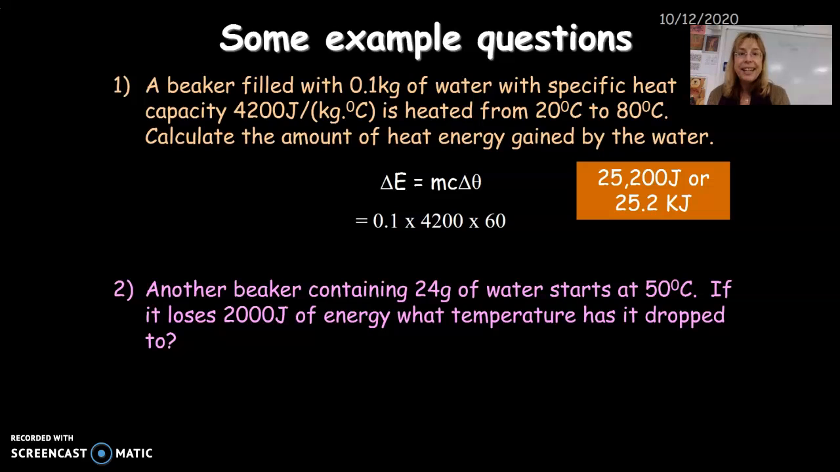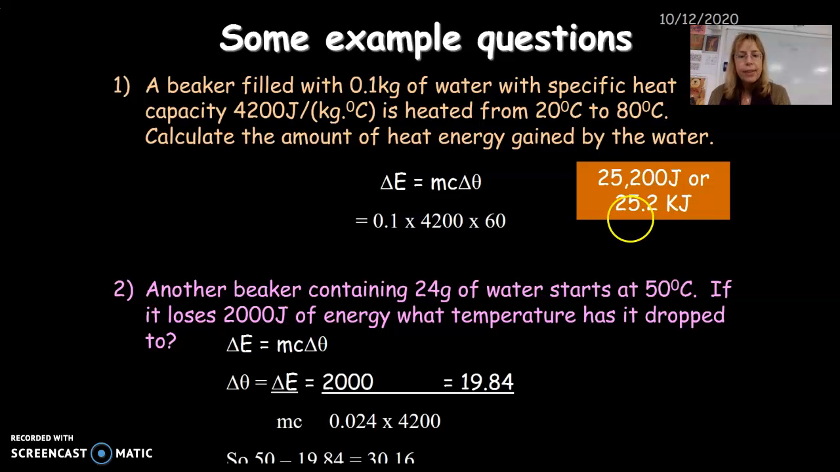Right, so hopefully the next one challenged you a little bit more. This time you'll notice that they give you the mass in grams and not kilograms, and this is why you need to know what the standard international units are for your equations. So the grams have got to be converted into kilograms, 1,000 grams in a kilogram, so I'm going to divide by 1,000. It says it starts at 50 degrees Celsius. It doesn't tell me my change in temperature, and it says if it loses 2,000 joules of energy, so that's my change in energy, what temperature has it dropped to?